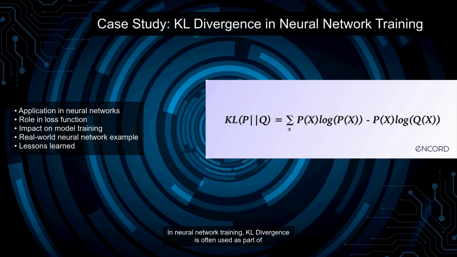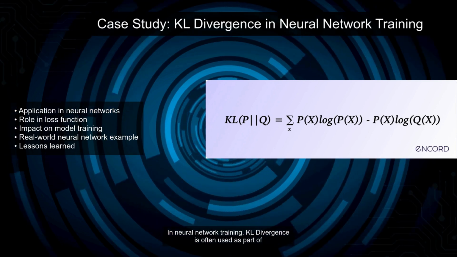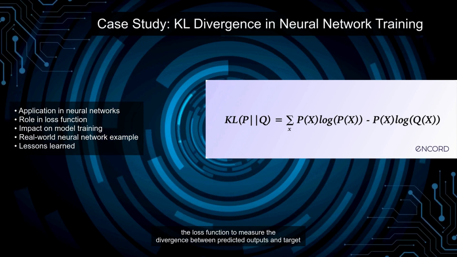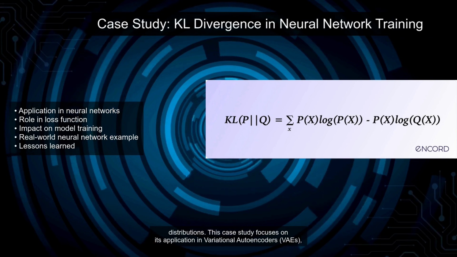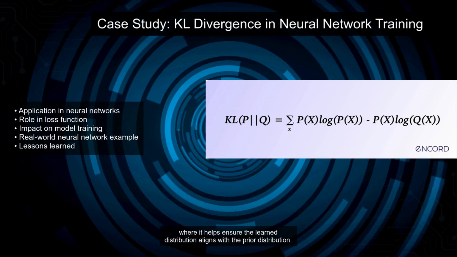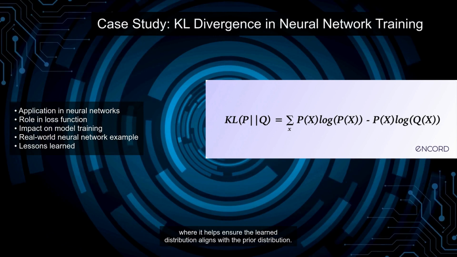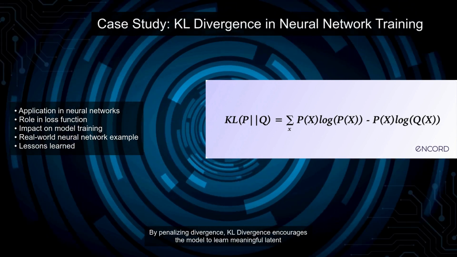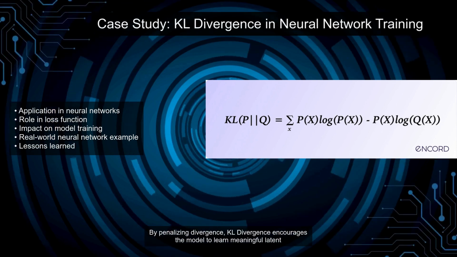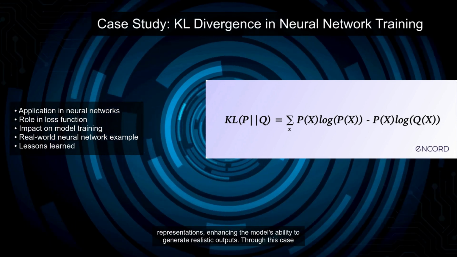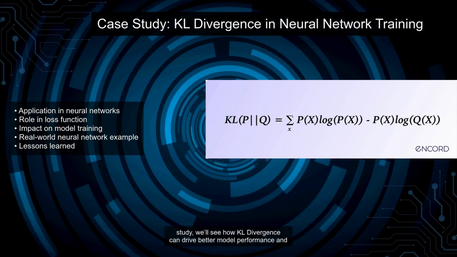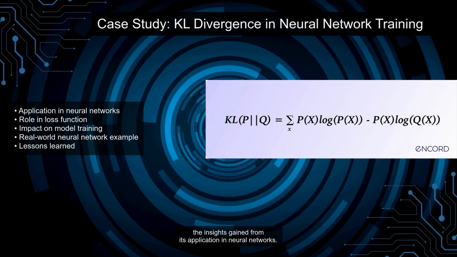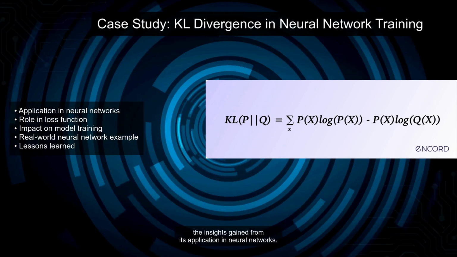In neural network training, KL divergence is often used as part of the loss function to measure the divergence between predicted outputs and target distributions. This case study focuses on its application in Variational Autoencoders, VAEs, where it helps ensure the learned distribution aligns with the prior distribution. By penalizing divergence, KL divergence encourages the model to learn meaningful latent representations, enhancing the model's ability to generate realistic outputs. Through this case study, we'll see how KL divergence can drive better model performance and the insights gained from its application in neural networks.